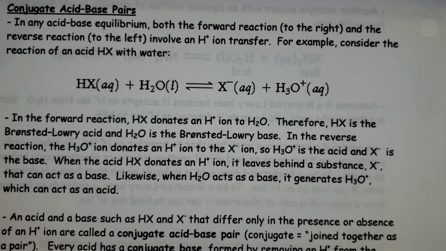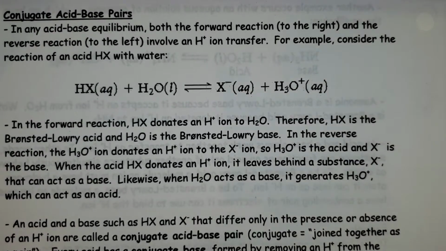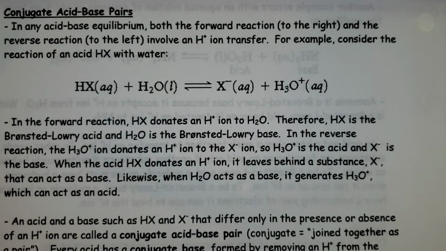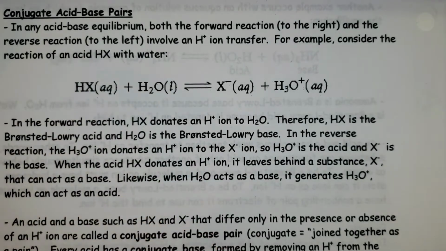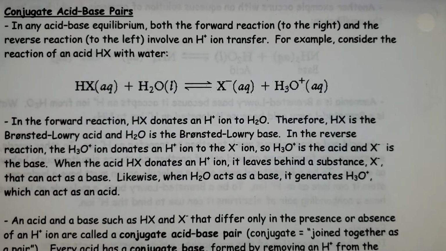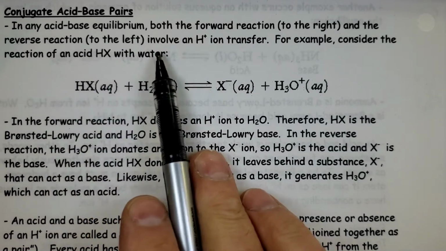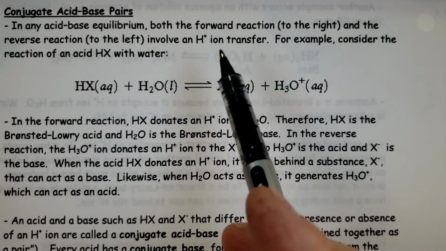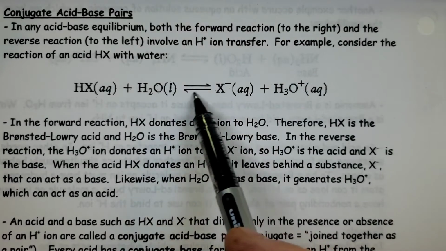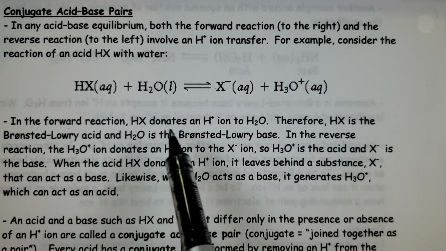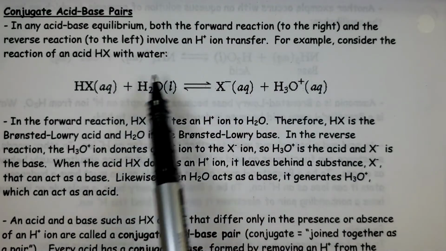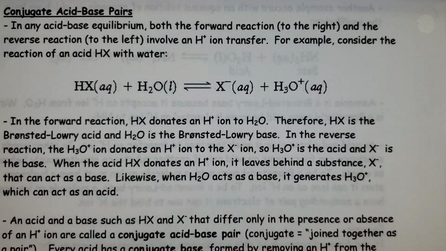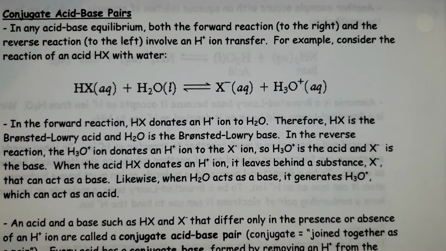Chemistry theory. This is part 2 of the EQ 3.2 section, Bronsted-Lowry acids and bases. So now we looked at what happens in terms of H plus donating or accepting, resulting in an acid or base formation. Let's look at acid-base pairs. In any acid-base equilibrium, there is both the forward reaction and, of course, a reverse reaction that could happen as well. The reverse reaction also involves a transfer of an H plus.